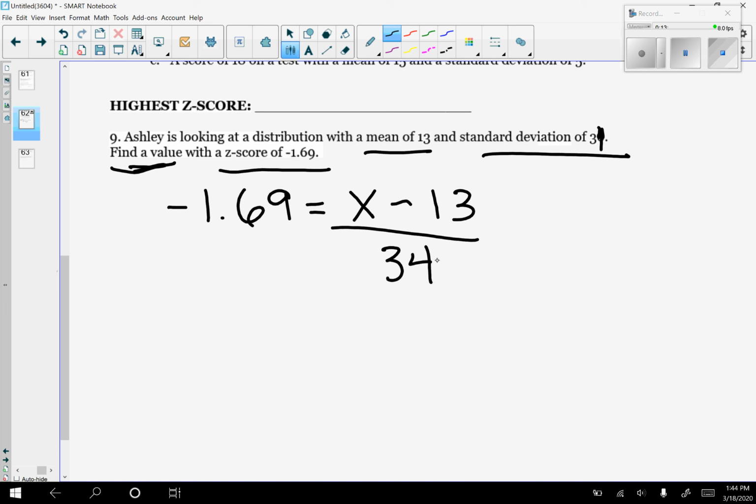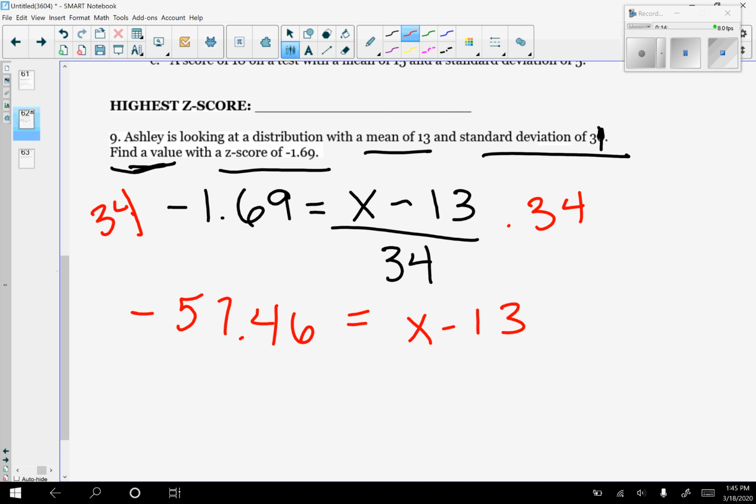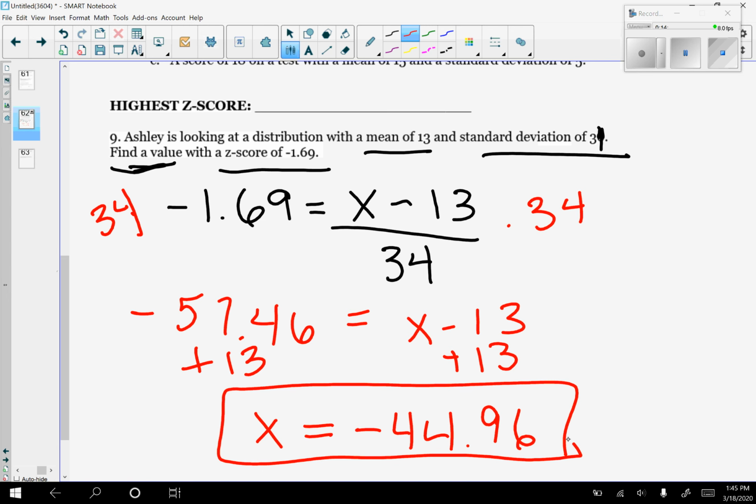And same thing here, we can just solve this like a normal equation. I'm going to multiply by 34. When I do that, I get negative 57.46 equals x minus 13. Add 13 to both sides. We would have x equals negative 44.96 would be a value to give me negative 1.69.